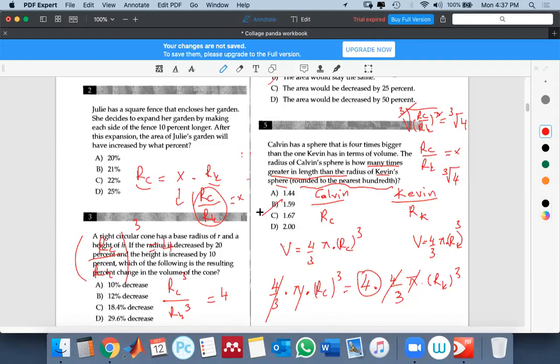Let me solve it again, or is this clear? Any comment? Chat screen? Okay.